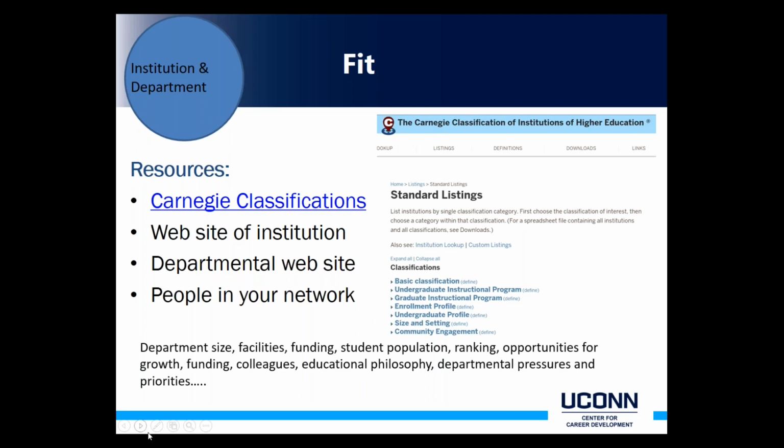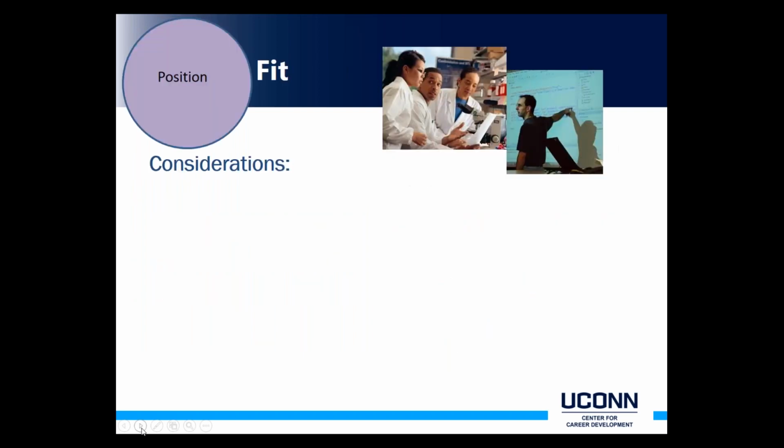You can also use the institution's website to try and figure out things like the department size, what do the labs look like, is there mention of funding. You can go on the admissions site at the institution to learn about the student population. You can check news sources for other information, maybe about the ranking, opportunities where the university or college is growing, and so forth. So a combination of resources here, but helps to give you a better picture of the institution.